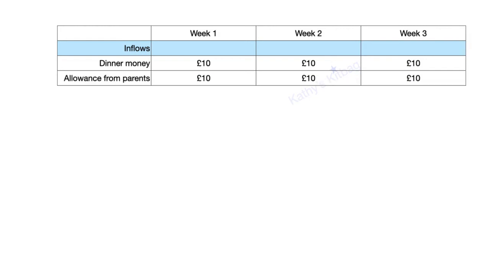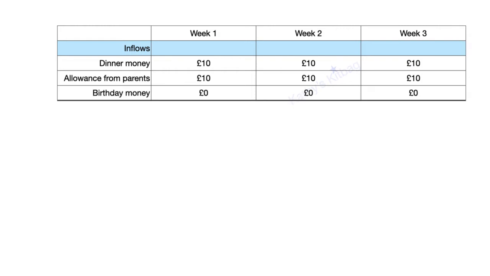Perhaps you also get an allowance from your parents for things like stationery or things that you need for college, or personal items that you need. And again, that might regularly go into your bank account. Sometimes, although not in the period of the 3 weeks that I've shown on here, you might get quite a big inflow of cash. You might have your birthday, or maybe it's Christmas, and all of a sudden you get given £50 from your nan, and you get a nice big lump sum coming in. But obviously during this period, nothing coming in for birthday money.